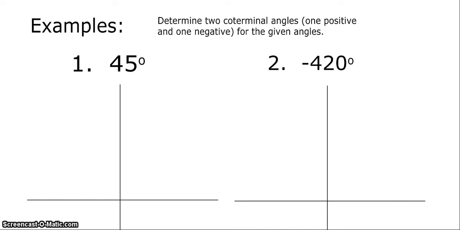So our general rule with degrees is going to be theta plus n times 360, where n represents any integer, so it can be positive or negative. So I want you to find one positive and one negative coterminal angle for each of these. Pause the video, unpause it when you're ready to check it.